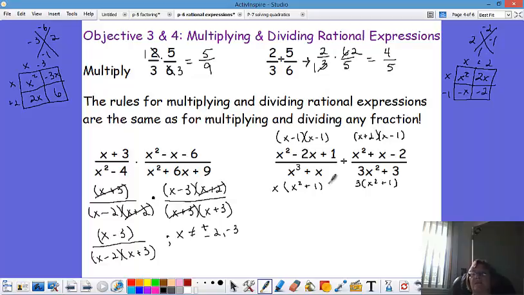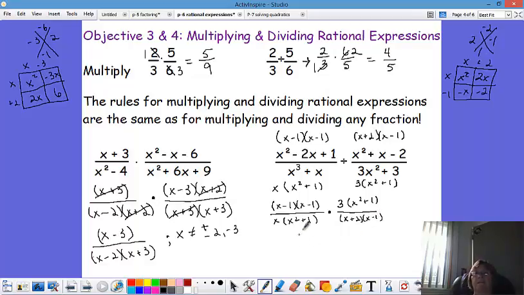Now that I've got my factoring done, I want to go ahead and rewrite my problem as a multiplication. So we're looking at an x minus 1 times x minus 1 over x times x squared plus 1 multiplied by, and we're going to put this upside down, 3 times x squared plus 1. I like that. That's going to cancel. And on the bottom there, an x plus 2 and an x minus 1.